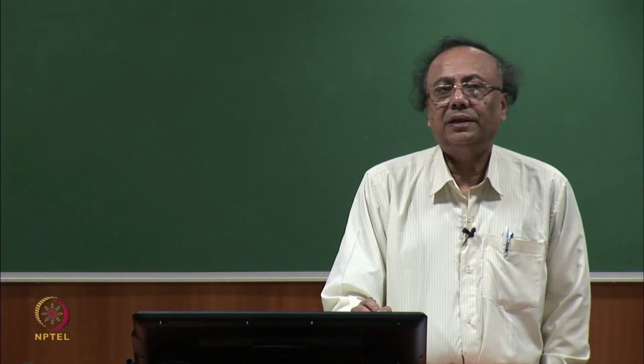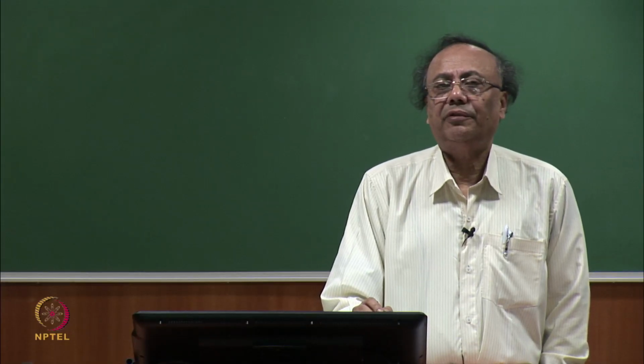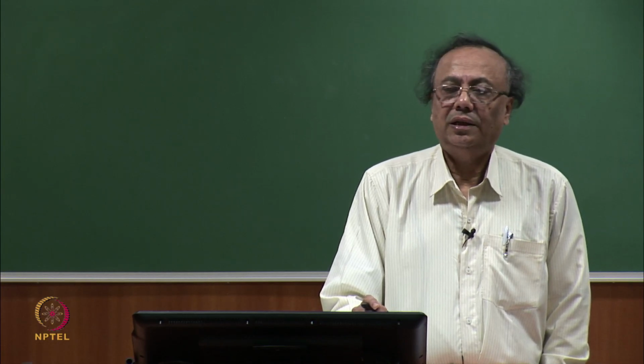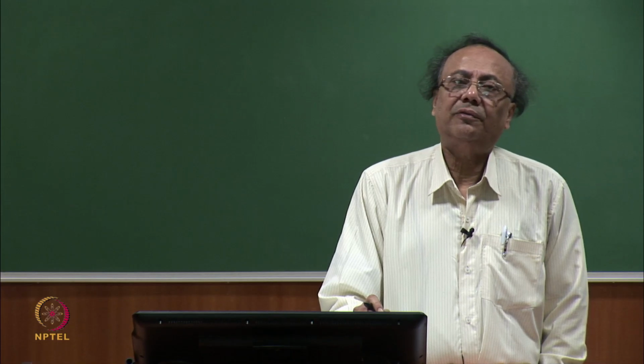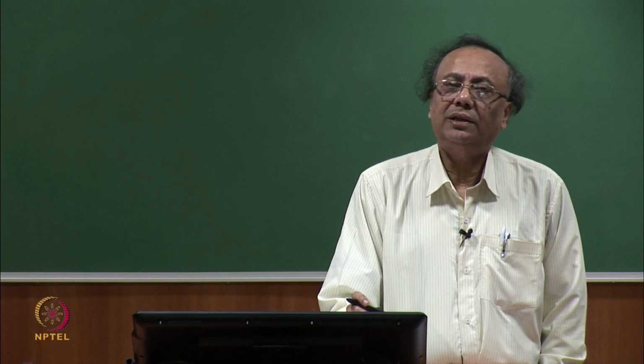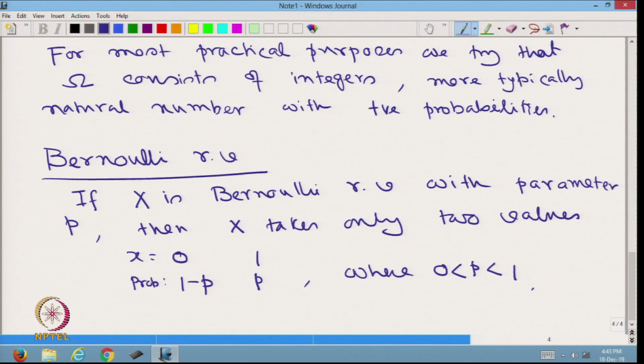If you remember, we have seen such a random variable when we were talking about tossing a coin, and the corresponding observations were head and tail, when head is mapped into 1 and tail is mapped into 0.